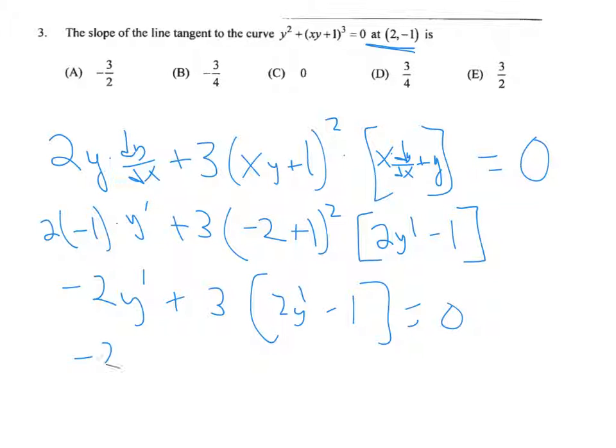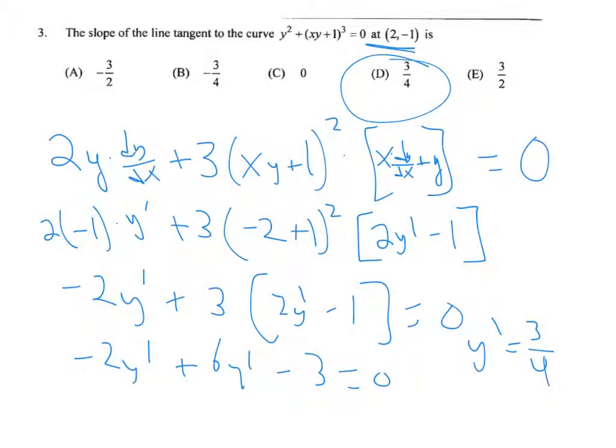And let's see, negative 2y prime plus 6y prime minus 3 equals 0. So if you solve that for y prime, you get that y prime equals 3/4. And that is choice D.